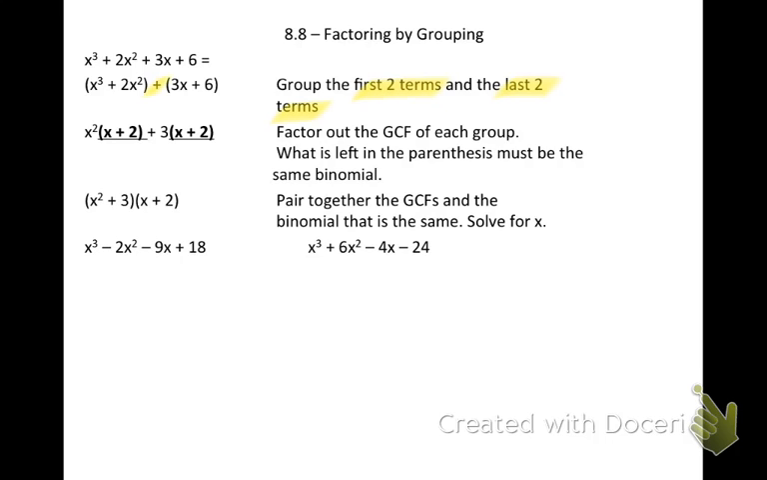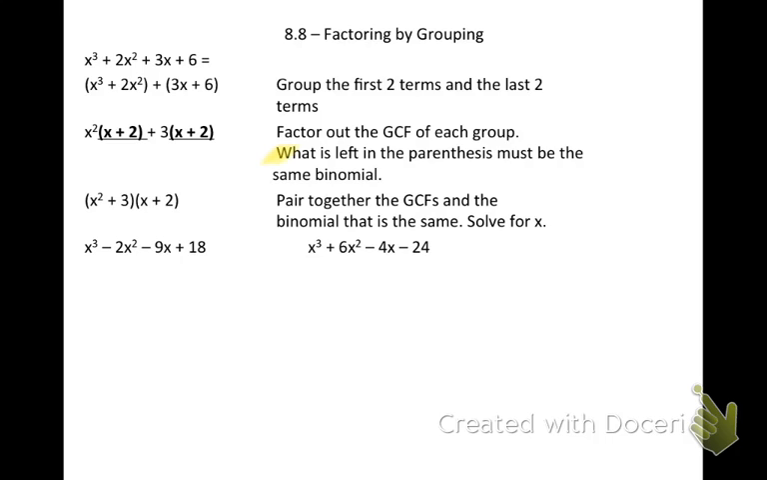I always want a plus sign in between here, so if this was a minus 3x, I would do plus negative 3x. Next thing I'm going to do is factor out the GCF of each group. X squared is the GCF of x to the third plus 2x squared. 3 is the greatest common factor of 3x plus 6.